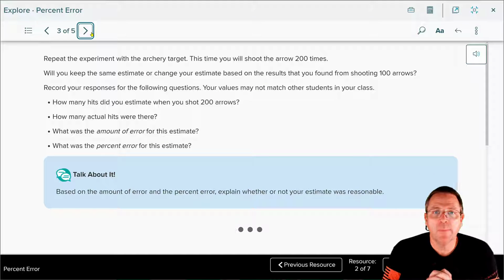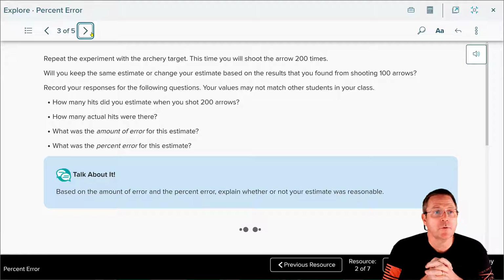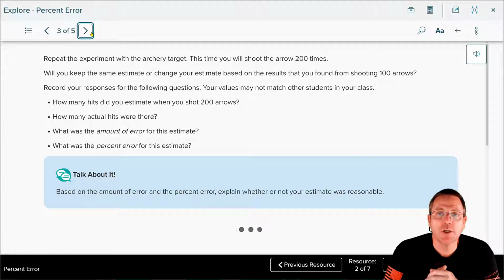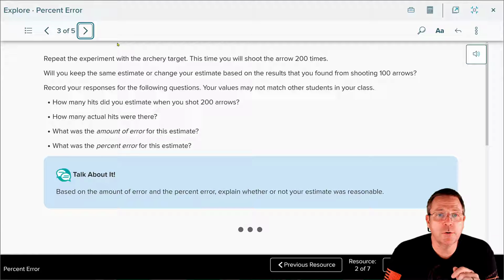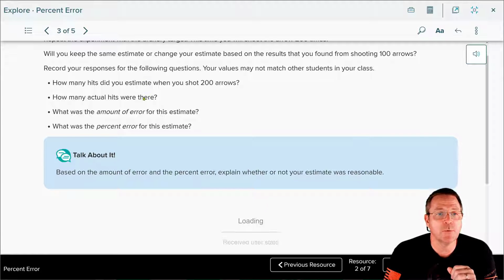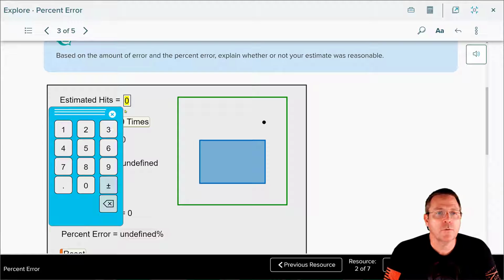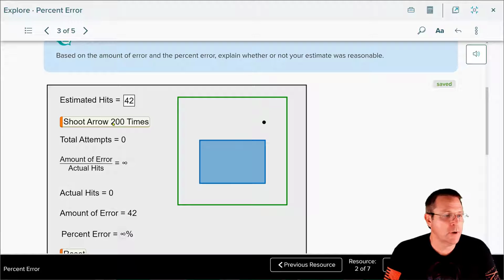Alright, it looks like we're going to repeat this experiment again. This time they're going to shoot 200 times at the target. Will you keep the remaining estimate or change your estimate based on the results that you found from shooting 100 arrows? I think I'm going to change my estimate. I was shooting 100 arrows, they hit 21 times, so I'm thinking shooting 200 arrows, I'm going to pick 42 times. We're going to double the number of hits, and we're going to see what happens. So right here, I'm going to change that to 42, and now we're going to shoot 200 arrows.